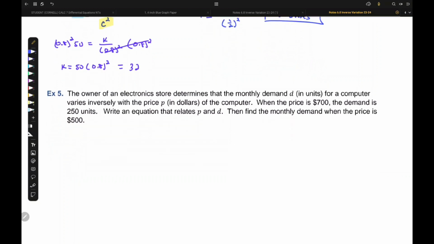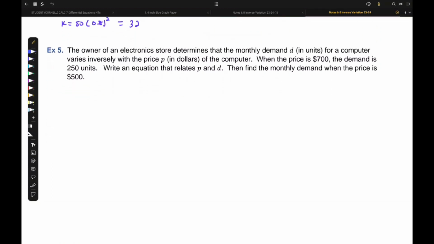One more and we're going to be done. So the owner of an electronics store determines that the monthly demand, so here they're telling us what variables we're going to use. The monthly demand D for a computer varies, so this is going to be D is equal to K over, varies inversely, with the price P in dollars of the computer. They say when the price is $700, the demand is 250 units.